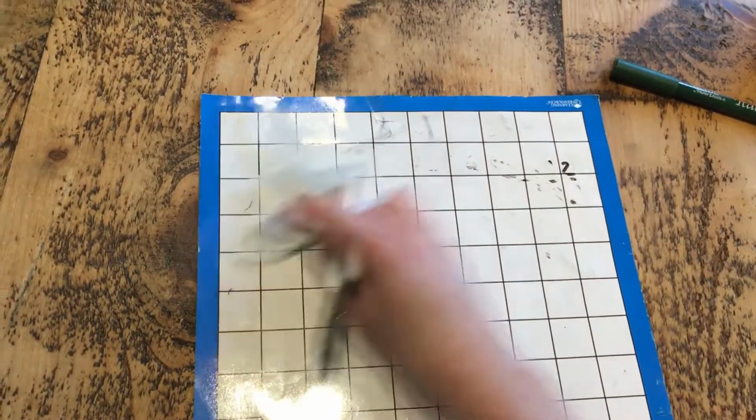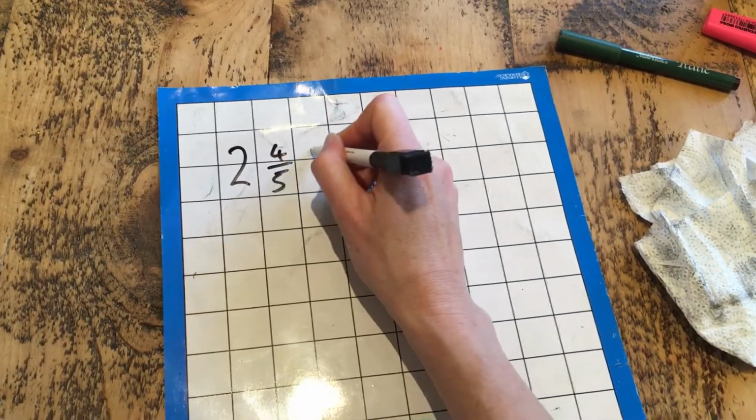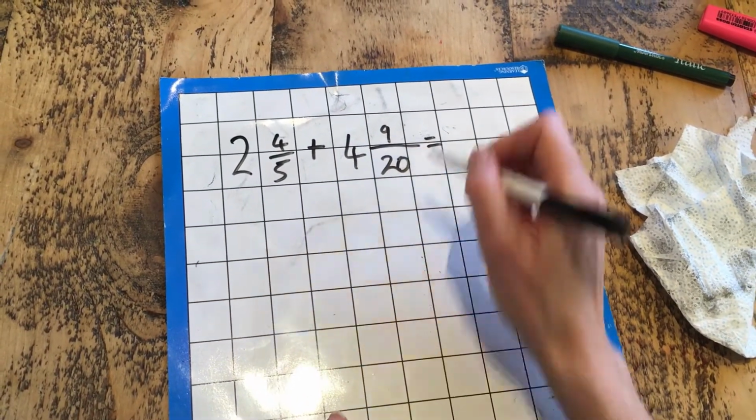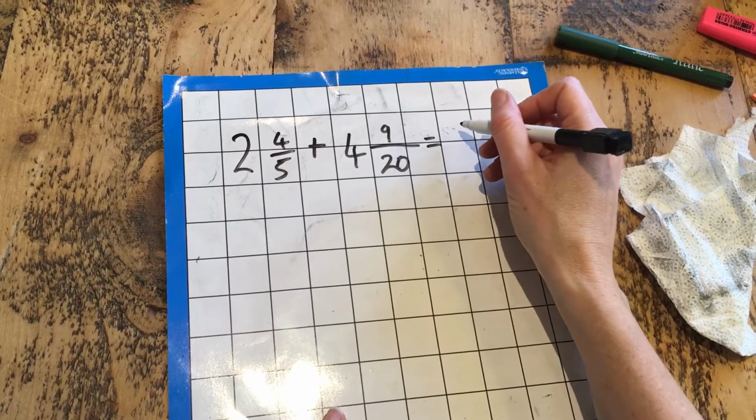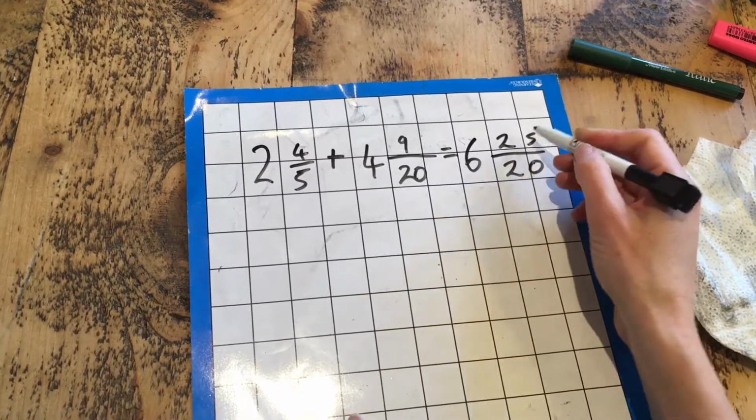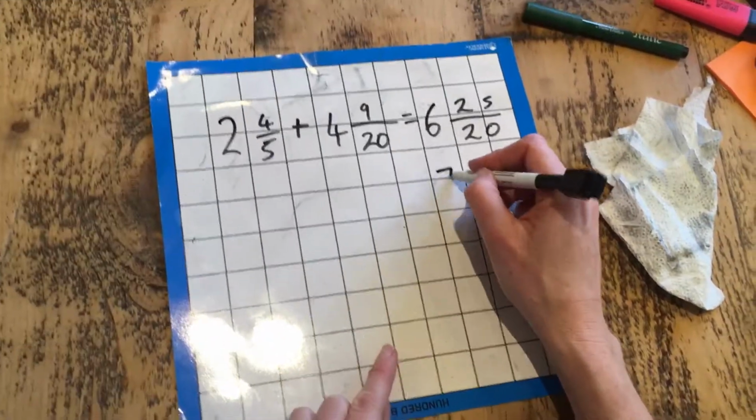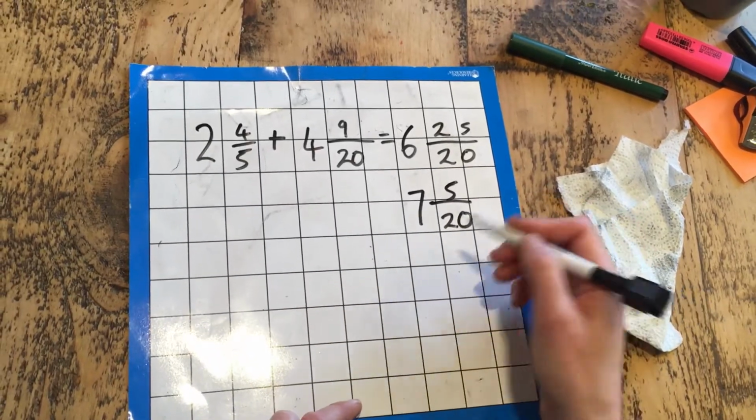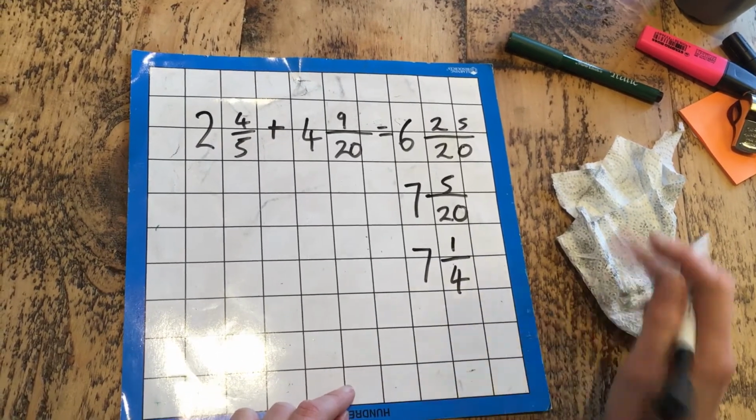And the last one. 2 4/5 plus 4 9/20. And that is going to give you 6 25/20. Again, that is an improper fraction. We're going to use 20 of those 25 to make one more whole, so that becomes 7. And then we have 5/20 left over. And again, you can simplify that further to 7 1/4. That's your fractions for today.